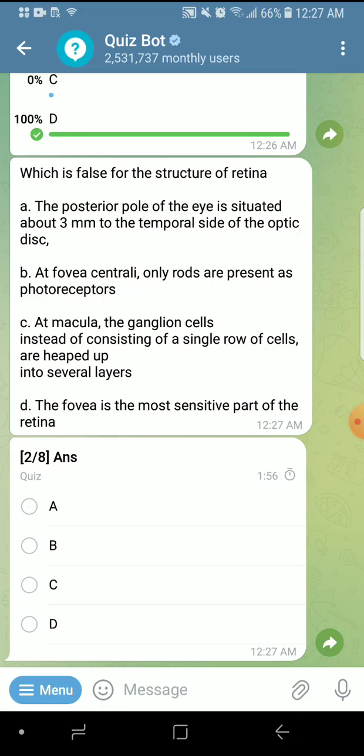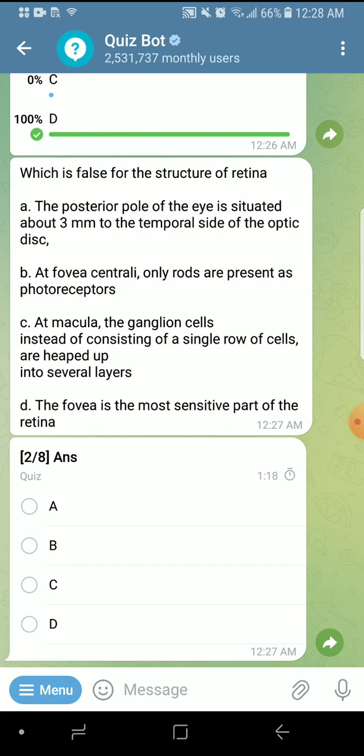Again, false statement has to be picked up. The posterior pole of the eye is situated 3 millimeters to the temporal side of the optic disc is a true statement. If you go two disc diopters, that is 3 millimeters, you will get foveola, then fovea, then macula. The fovea centralis. Now, forget A, C, D. The basic thing you should know is that fovea contains only cones. Rods are absent at the fovea. So B is a false statement and the answer here.